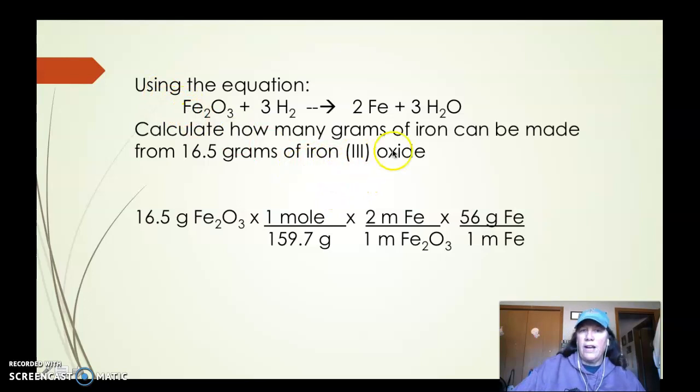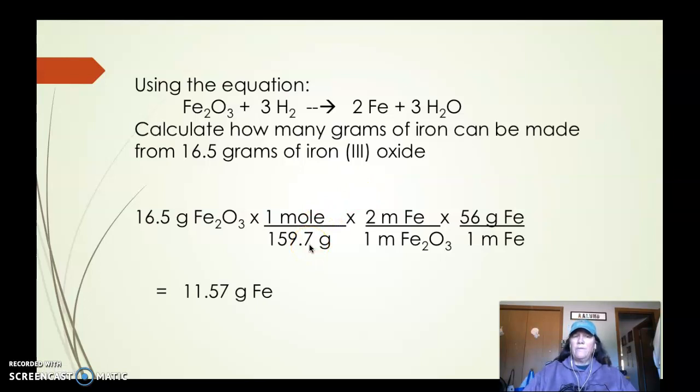And I'm trying to find how many grams of iron, so I'm going to put iron on top. And by my balanced equation, there's a 2. And then my last step is I want to change it to grams. So 1 mole of iron has a mass of 56. That would come right off the periodic table. So I take this, and I divide by this, and I get 11.57 grams of iron. So when I have 16.5 grams of iron 3 oxide, I can produce 11.57 grams of iron. If that isn't enough, then I've got to add a bunch more iron 3 oxide.